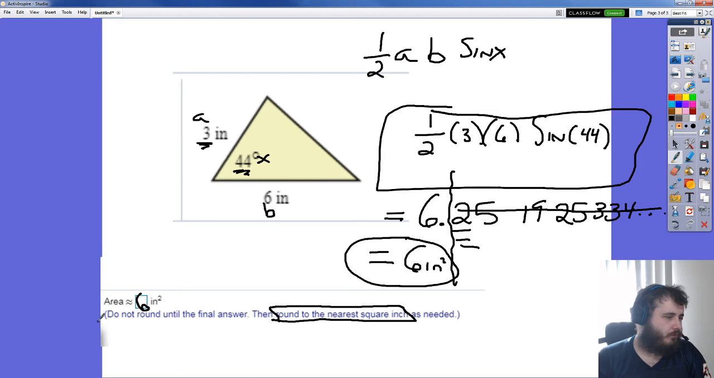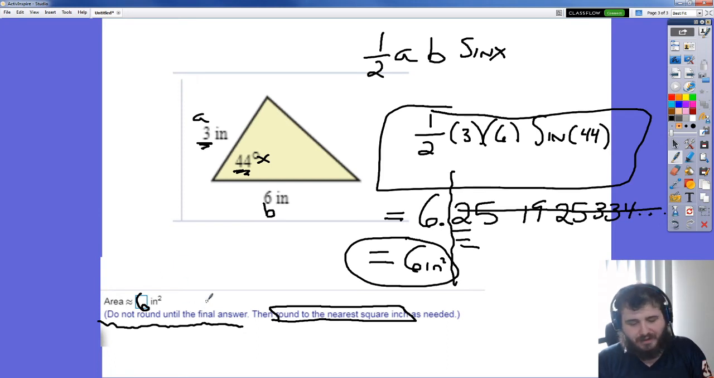Now, this is a very important direction right here. Do not round until the final answer. There's going to be some problems where they say you have to do a bunch of different steps, and you're going to be tempted to round in the middle. Don't do that. Keep the big long decimal until the very end, and then finally round there.